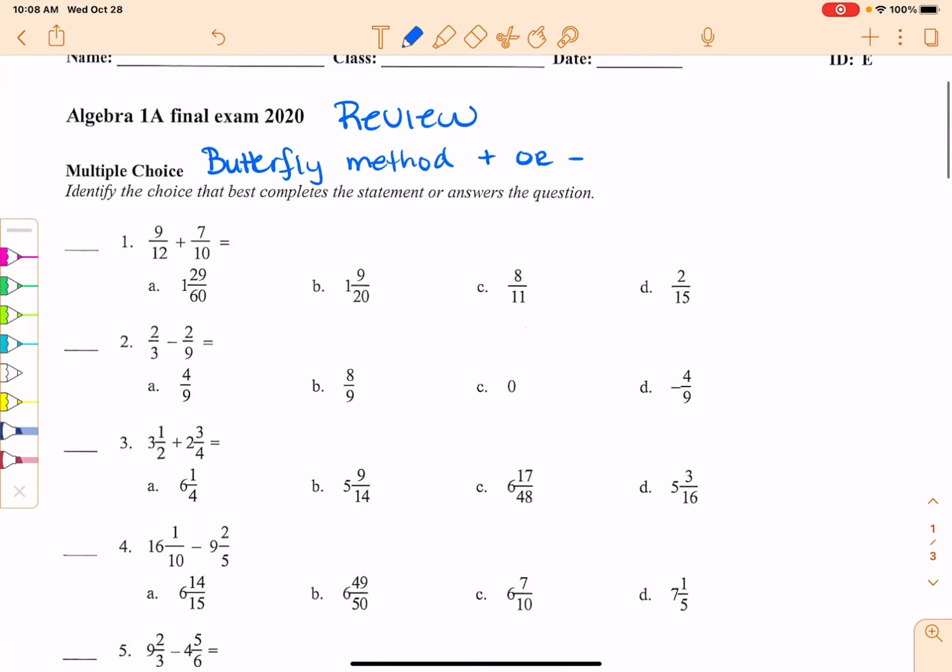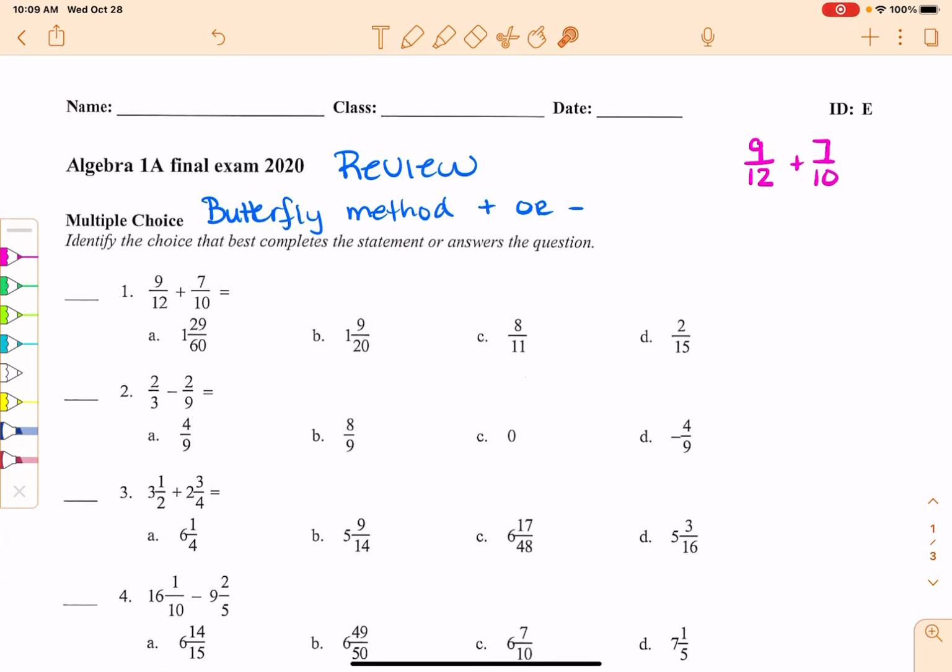That's the method that we're going to use. So I'm going to go off on the side over here to do this as we go through. I'm going to set up the first one. I'm just going to move up here so I can have room to do it. So 9 over 12 plus 7 over 10. Now, we're in good shape because both of these fractions are set up in just fraction form. There's no mixed numbers, there's no whole numbers, none of that. And then we're going to set up our butterfly.